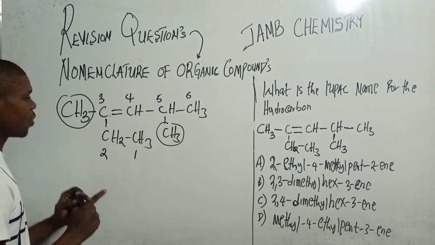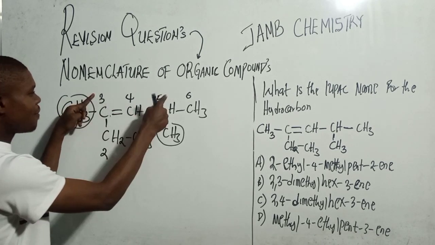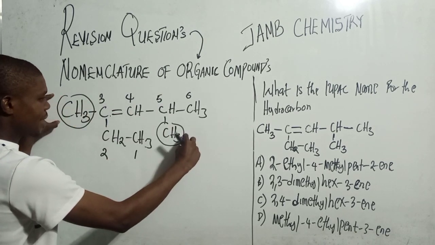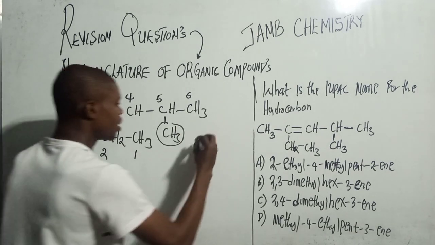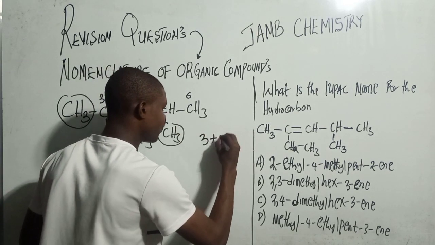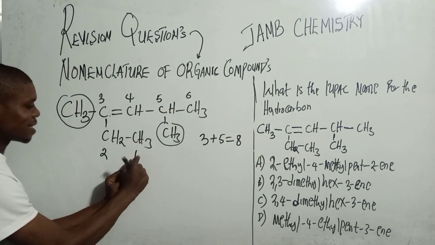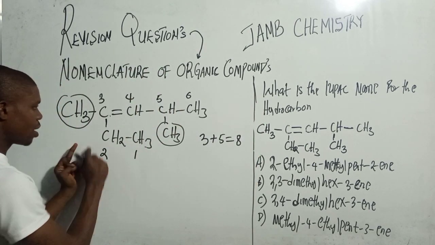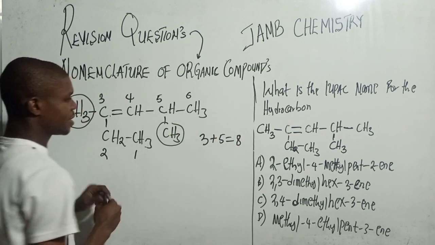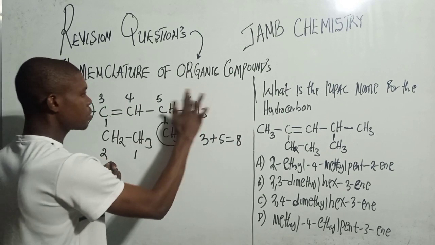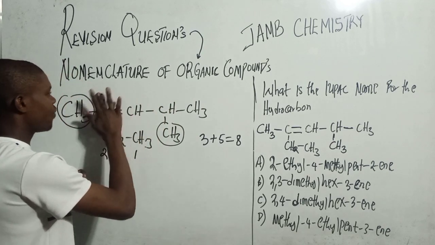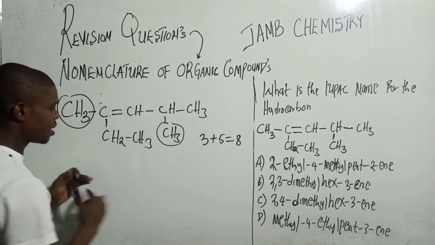When you look at it very well, carbon 3 and carbon 5 carry a methyl, right? So you sum them together. 3 plus 5 is going to give me 8. So when I started my numbering from here, it gave me 8. What about if I start from here? Let me start from here.